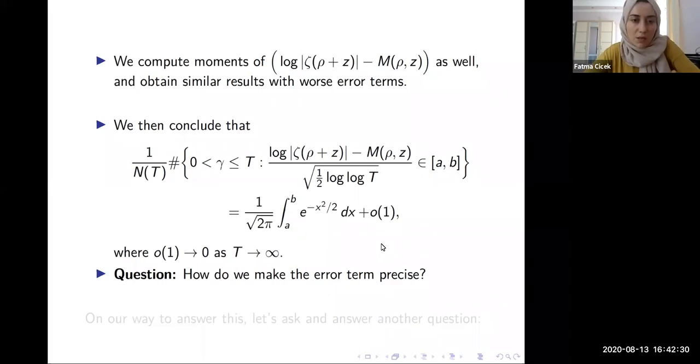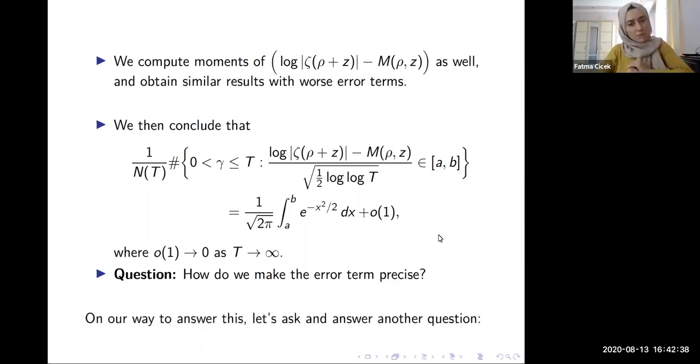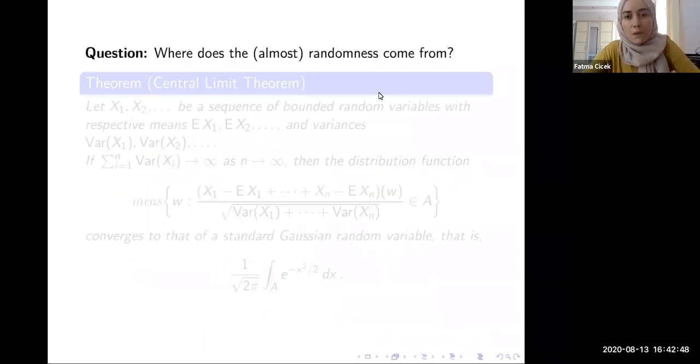So how do we make the error term precise? That's the question that I want to speak about in this section of the talk. And before doing that, since this question is related to the following question, let me ask the following question. Where does this almost randomness come from? Zeta is just a deterministic function.